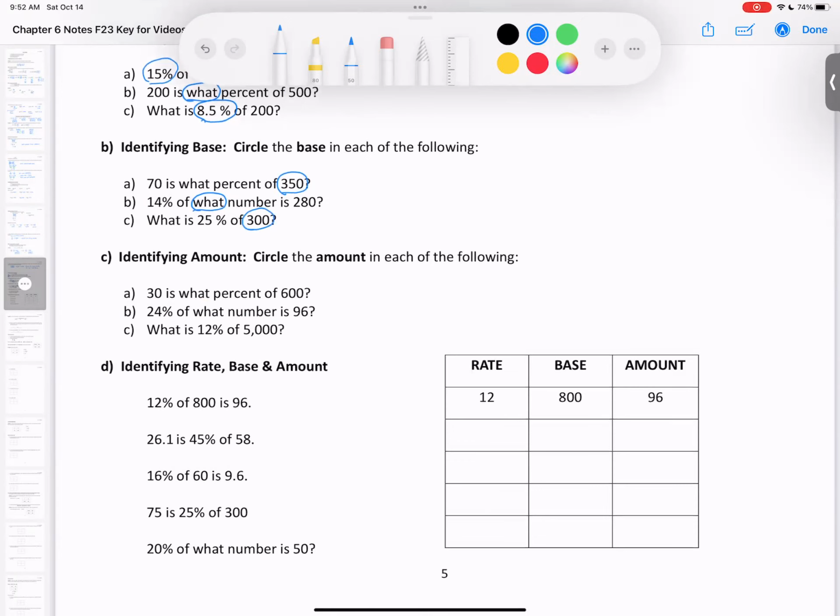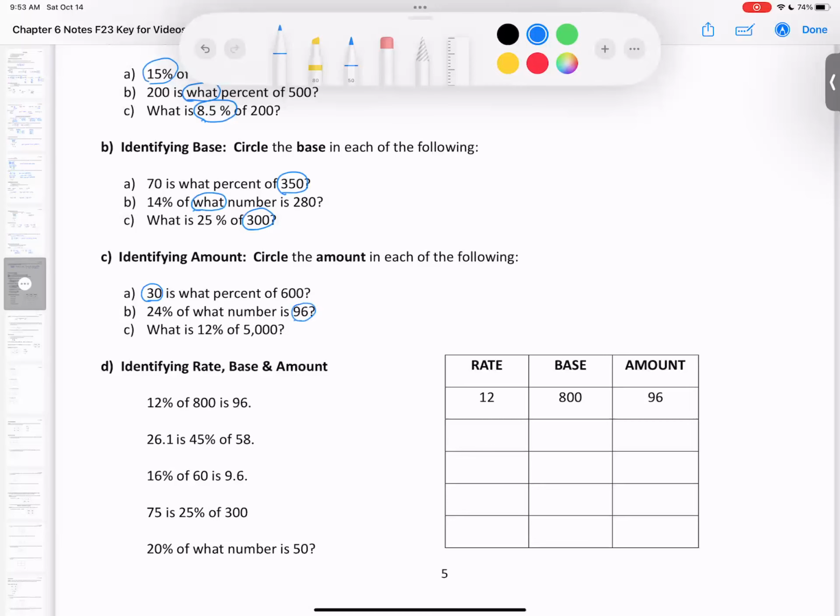Last one, let's identify the amount. Remember, that's usually closest to the word is. It's the partial amount. So we've got 30 is what percent of 300? Here the 30 is the amount, and notice it is closest to that word is. Next one, 24% of what number is 96? Here, the 96 is the amount.